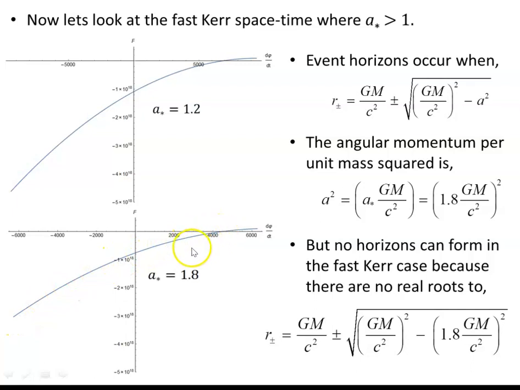What's interesting about this is that in the fast Kerr case, the horizons, event horizons and so on, that structure does not form because there are no roots. Remember, there are two event horizons, the inner and the outer. R minus is the inner, R plus is the outer. That's given by this object here. But if A squared, which is defined as A star, the dimensionless spin parameter, times GM on c squared, and I should have a square there.